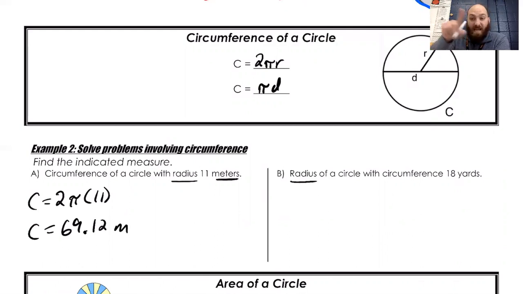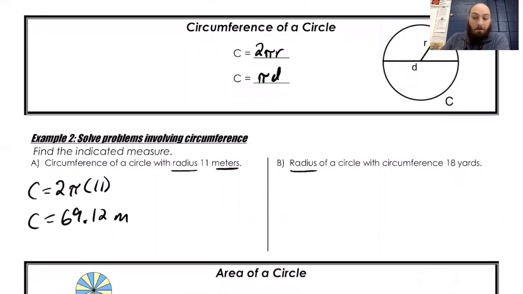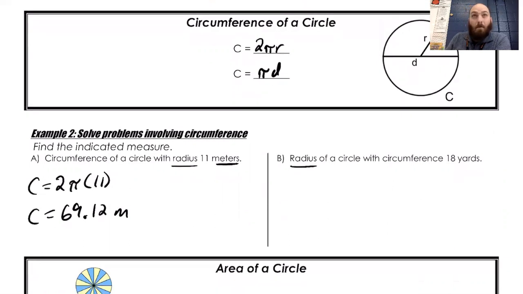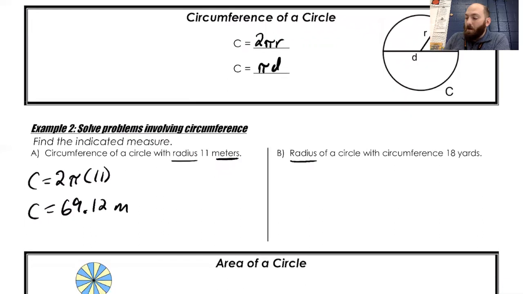Remember, circumference is a distance. So we're still dealing with meters here. We're dealing in meters or feet or inches or whatever it is. That's a distance.